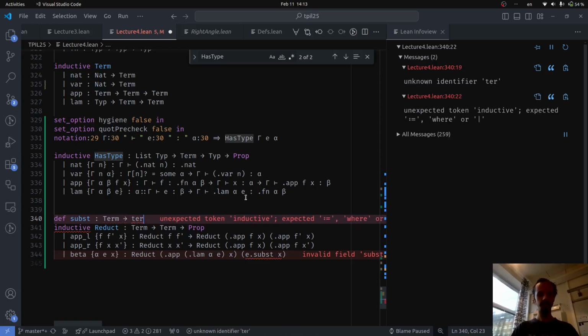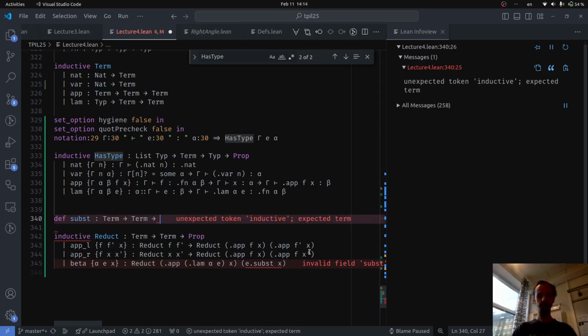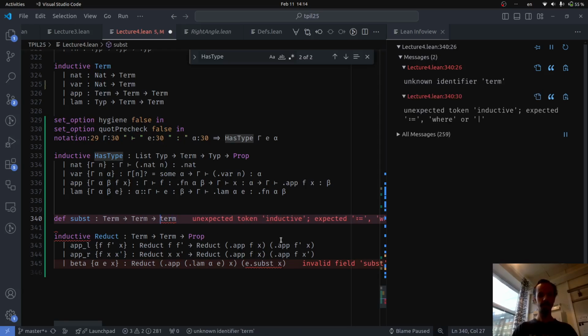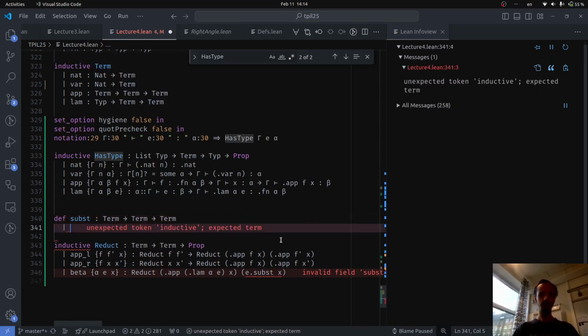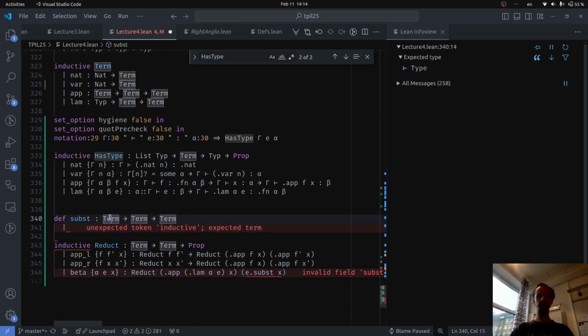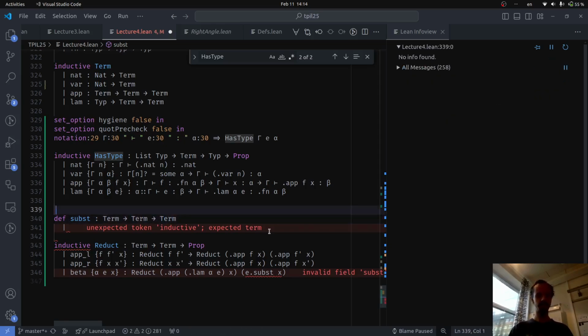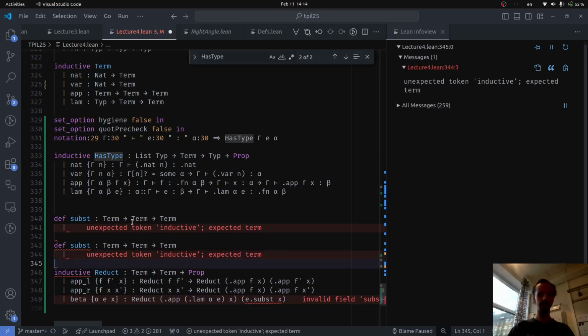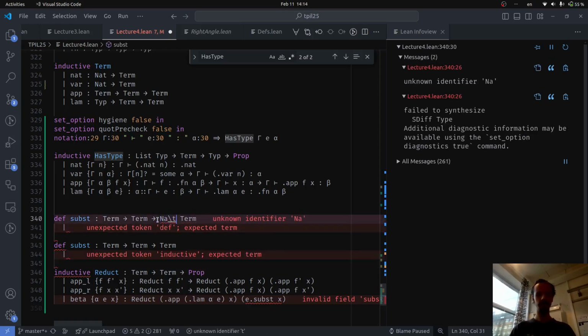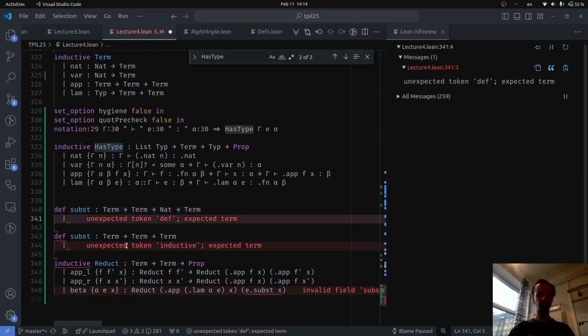So substitution takes a term and another term and returns another term. And the idea is that it's going to replace variable 0. And I believe we won't be able to define this recursively as is. We need to have an additional natural number to keep track of the binders that we go under. This is part of how substitution works in de Bruijn.